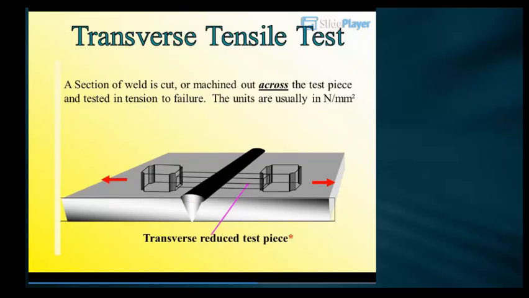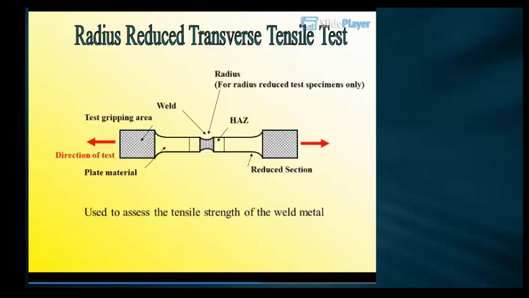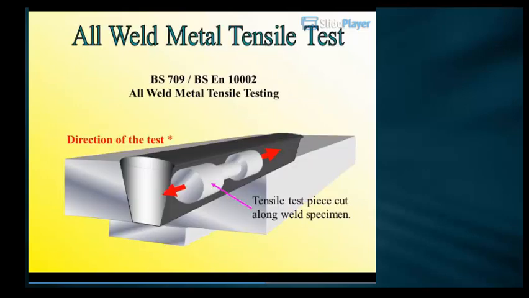Transverse reduced test piece. Transverse tensile test. A section of weld is cut, or machined out across the test piece and tested in tension to failure. The units are usually in N per square millimeter. Radius reduced transverse tensile test, for radius reduced test specimens only. Weld. Test gripping area. HAZ. Direction of test. Reduced section. Plate material. Used to assess the tensile strength of the weld metal, BS 709, BS EN 10002.